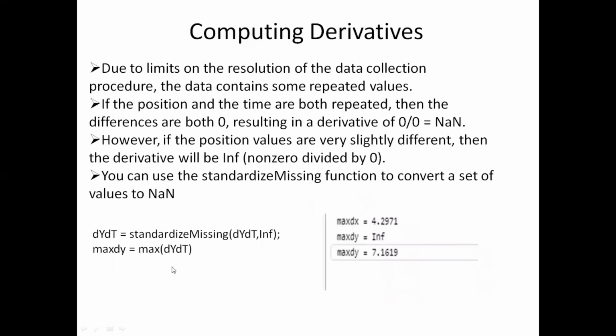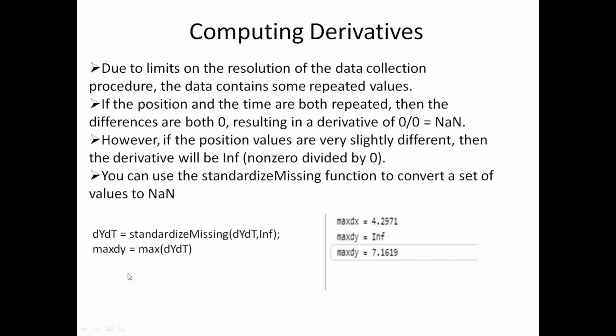To avoid that, we use a function called standardizeMissing. What this function does is, whatever infinite values are in dy by dt, it will replace them by NaN values. Whatever values you specify here as the second argument will be replaced by NaN. So in this case, we are replacing all infinite values by NaN values.